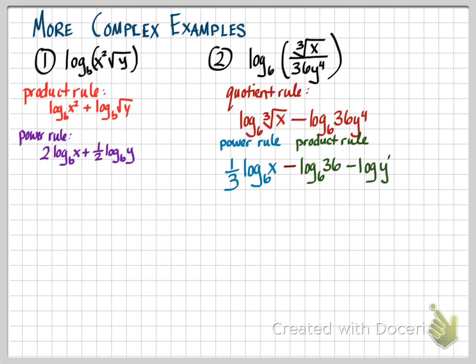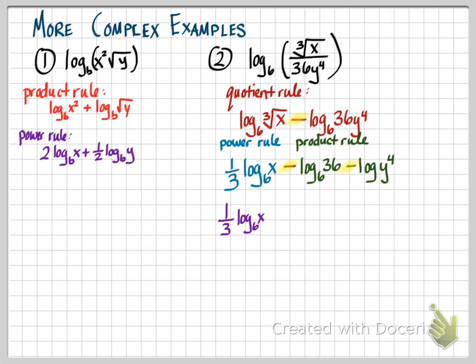One key thing that you should notice is that everything's being subtracted, because that whole thing was being subtracted. Remember, both of those pieces were in the denominator, so we want to make sure to keep that going and subtract each of them, because that log base 6 of 36y to the fourth, that whole thing needs to be subtracted.